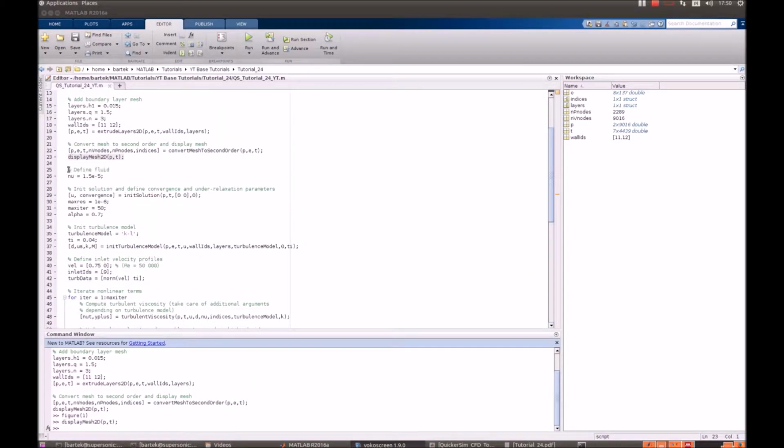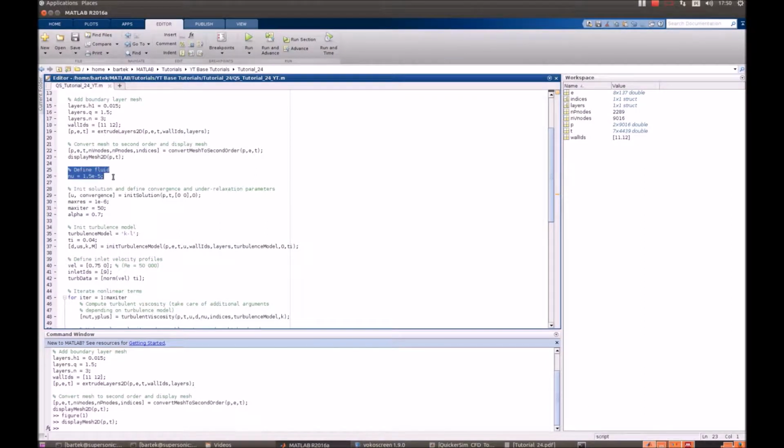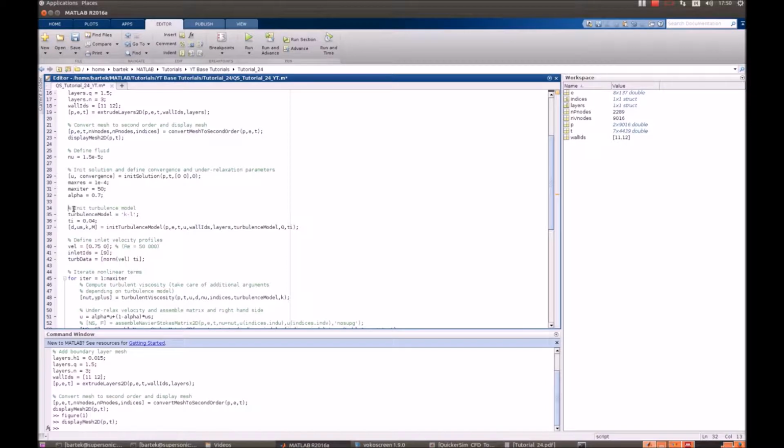The next procedure is already also familiar. We define fluid as air kinematic viscosity. We initialize solution. Set maximum residuals level. Actually, let's make it a little bit faster. Alpha is the under relaxation factor. But now let's have a more detailed look at the turbulence model that we implemented here.